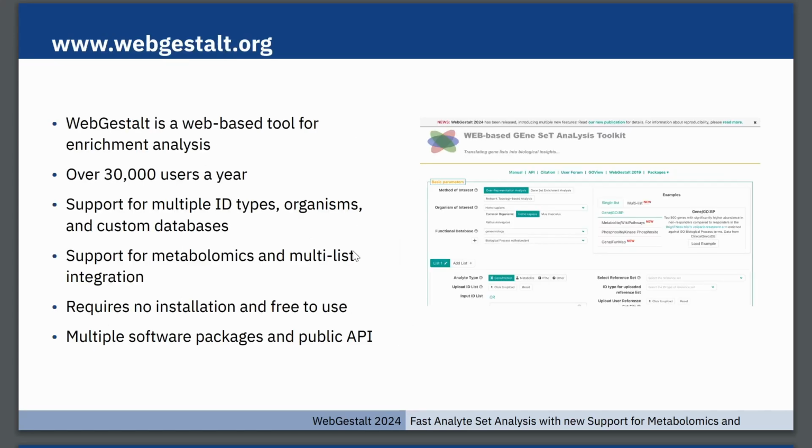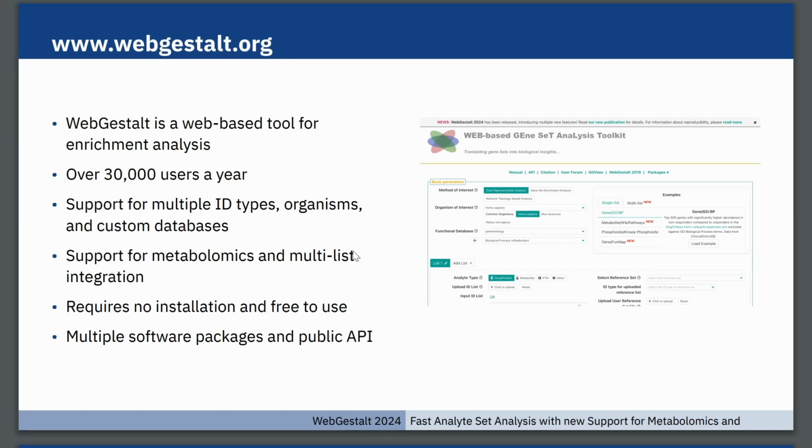And so WebGestalt is a web-based tool that allows you to perform all those three different enrichment analysis methods. It is well established. It's existed in some form since 2005. And so over the years, we've been adding more features, the different analytical methods I mentioned earlier, more analyte sets, and support for multiple ID types, organisms, and custom databases. And what sets us apart from other enrichment tools, such as Enrichr, is that the support for multiple ID types is unique to us. You can give us an ID type in any format you want, and we will just map it and do that work for you.